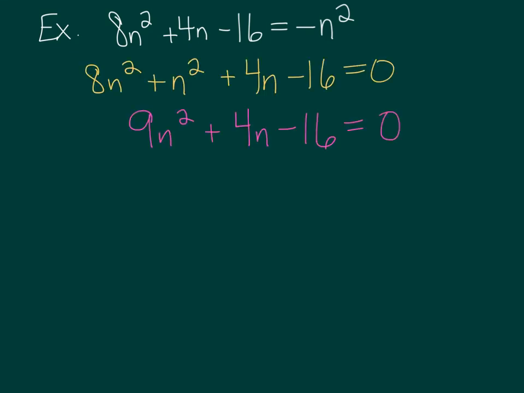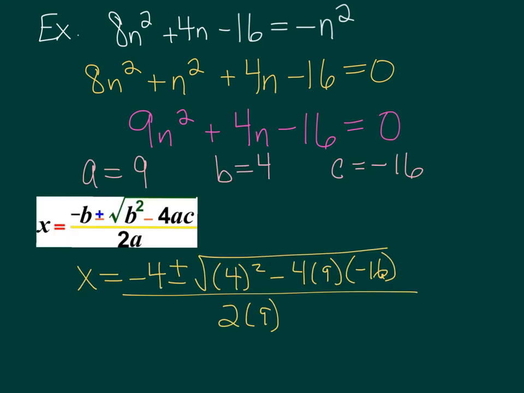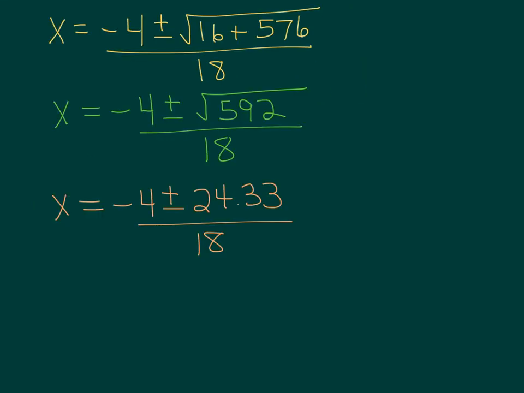Okay, so to move that negative n squared, I added n squared to the left side, simplified, combined my like terms, and I get 9n squared plus 4n minus 16. We are ready to go for the quadratic formula. Let's label our a, b, and c and start plugging things in. So there we go. We've labeled. We've started plugging in, so now we're going to start simplifying.